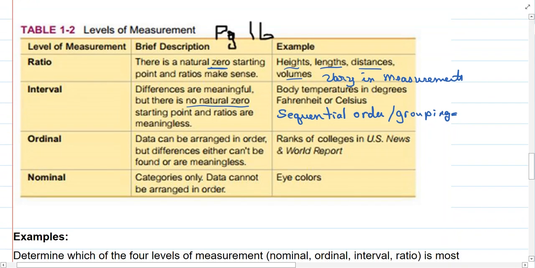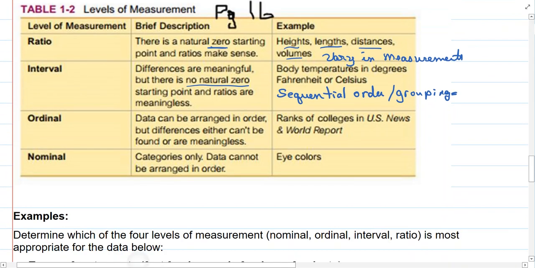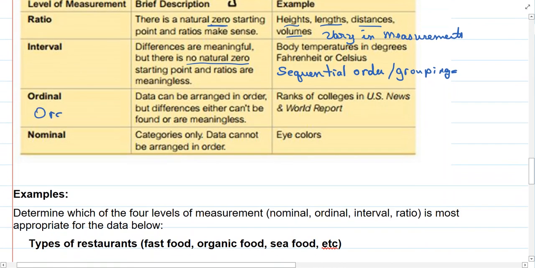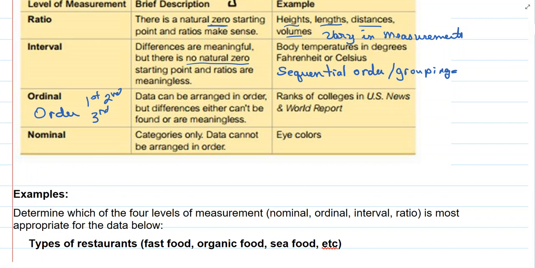Ordinal, I like that one. That one is just what it says, like in order. First, second, third type idea. Well, the data is arranged in order, but differences either can't be found or are meaningless. Ranks of colleges in the U.S. World Report. Okay, so they're meaningless because they vary each time you take the data.